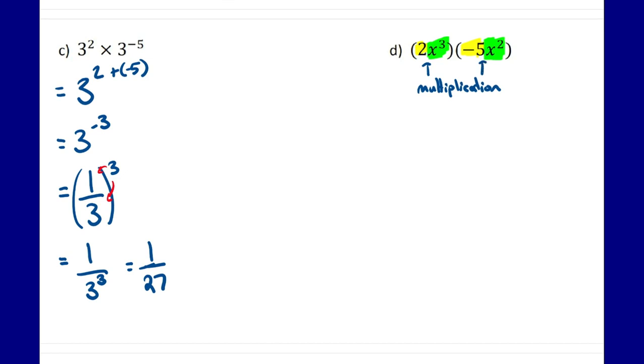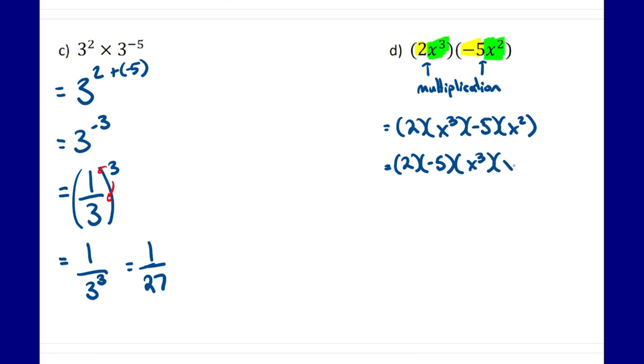Same between the negative 5 and the x squared. So realistically, if I wanted to rewrite this, I could say 2 times x to the power of 3 times negative 5 times x squared. 4 different things being multiplied. Now, with multiplication, order doesn't matter. So I can rearrange this, and I can do 2 times negative 5. I can put my two numbers together, and I can put my two powers together.